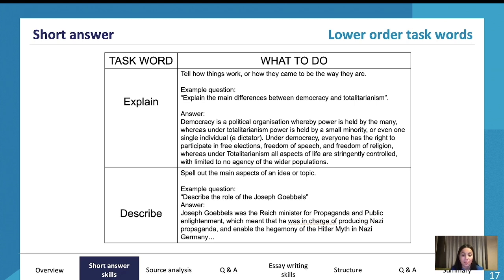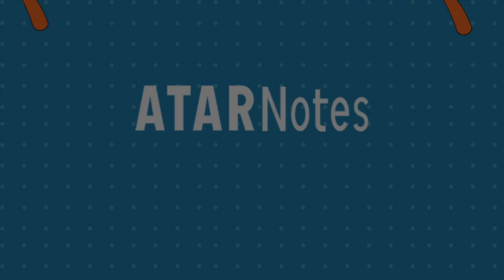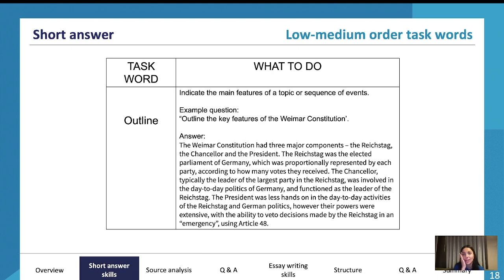Describe is literally just spelling out the main aspects. It's the best task word in my opinion that you can get, because it's really just regurgitating content. But as soon as you get to outline and as soon as you keep moving on, it gets a little bit more complex. So if it's outline the key features of the Weimar Constitution, you're indicating the main features.